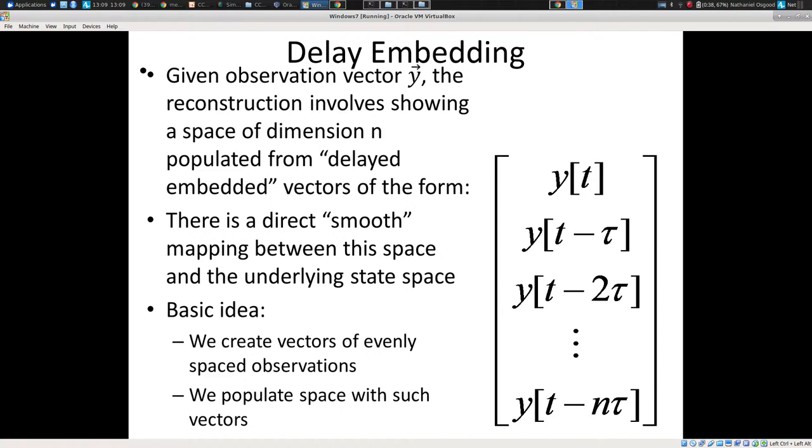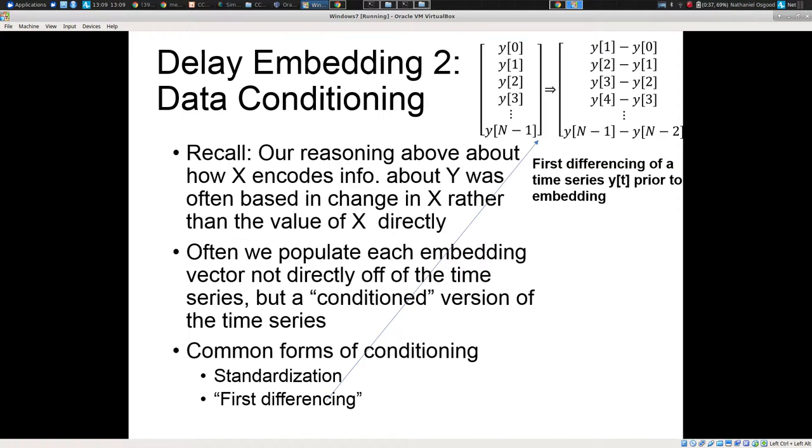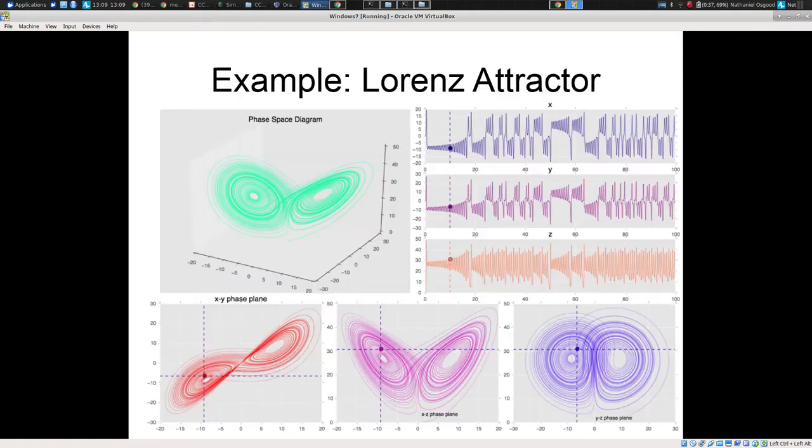In any given analysis, we pick E and we pick tau to do the reconstruction. E is the length of any of these things, and we say E minus 1 times tau. And then the tau determines how far spaced apart these reconstructions are.